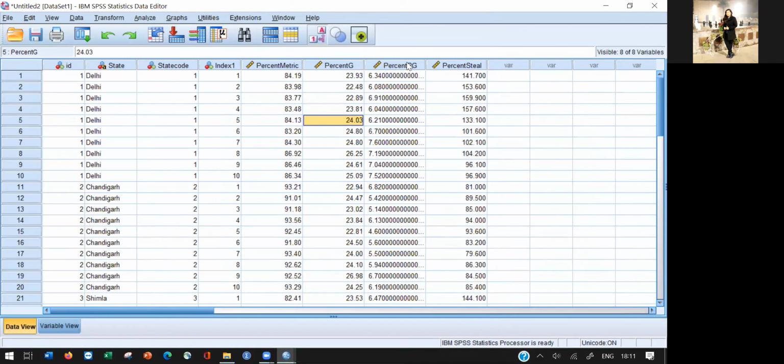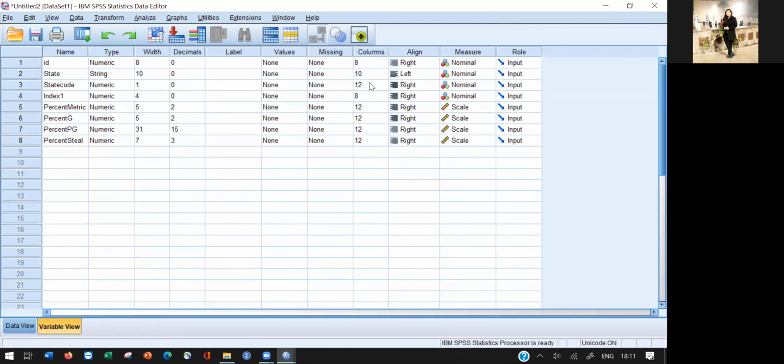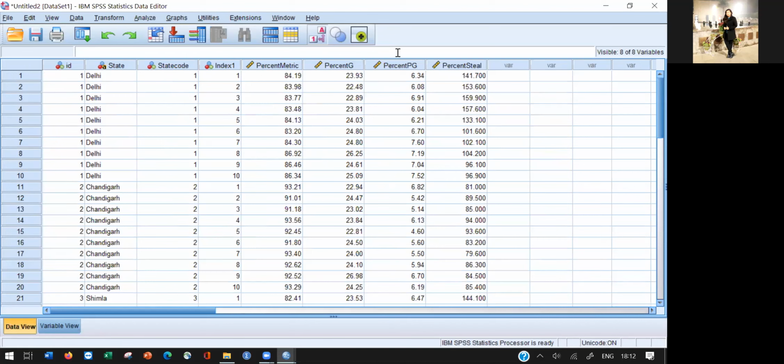But one of my variables is not behaving normally. If I see percentage PG, it has got so many values after the decimal. So to check the data, what I'll do is go to the variable view and check the decimals. So here I have got 15 decimals which are not required. So I'll convert it to 2. And check my data view. Now my variables are showing only 2 decimals.